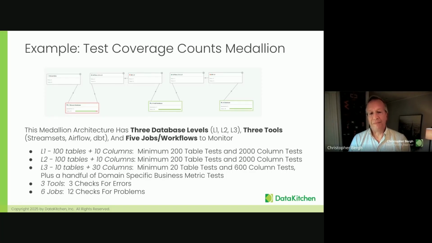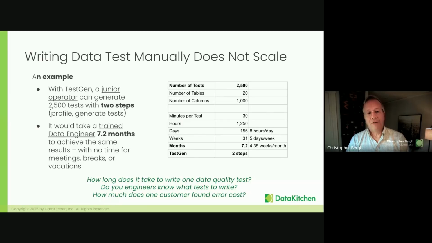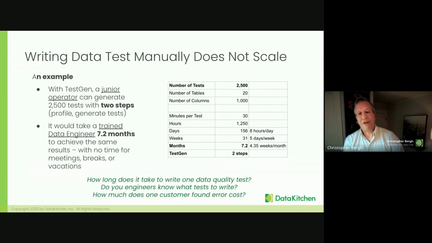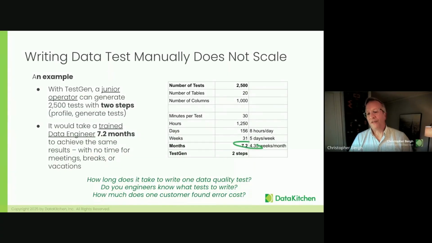Not only from being able to say that your data team's awesome, but also finding problems earlier, saving yourself time, getting adequate test coverage. So here's the challenge here. Writing these tests manually doesn't scale, right? So we're going to talk a little bit about our tool in a bit, but let's say I'm a data engineer. I've got 2,500 tests to write on 20 tables, 20 columns. I've got 30 minutes to do each test. That could take sort of 7 months to write all those tests.